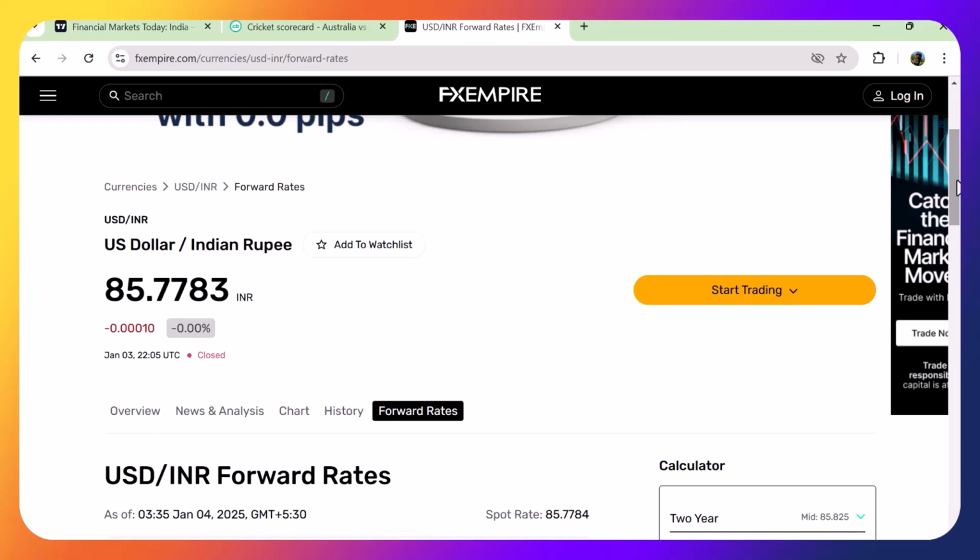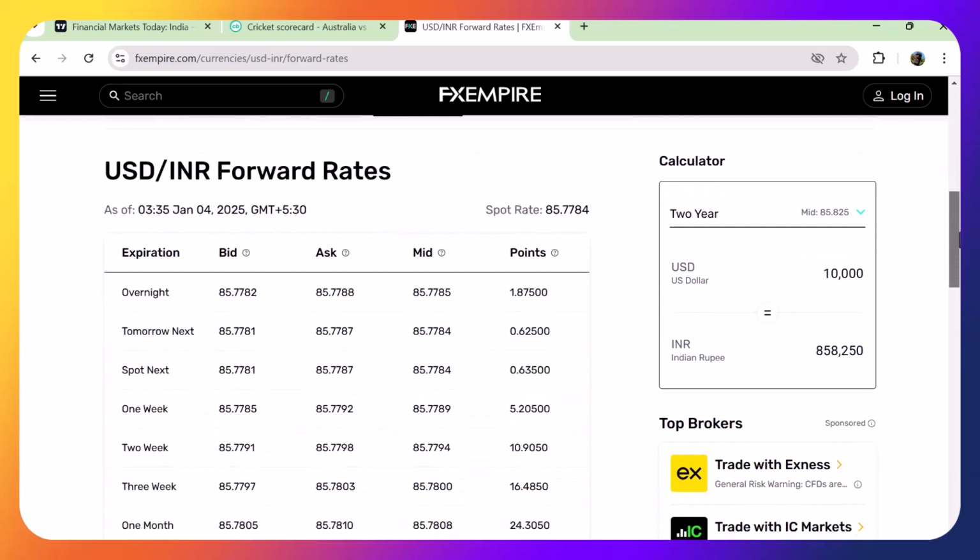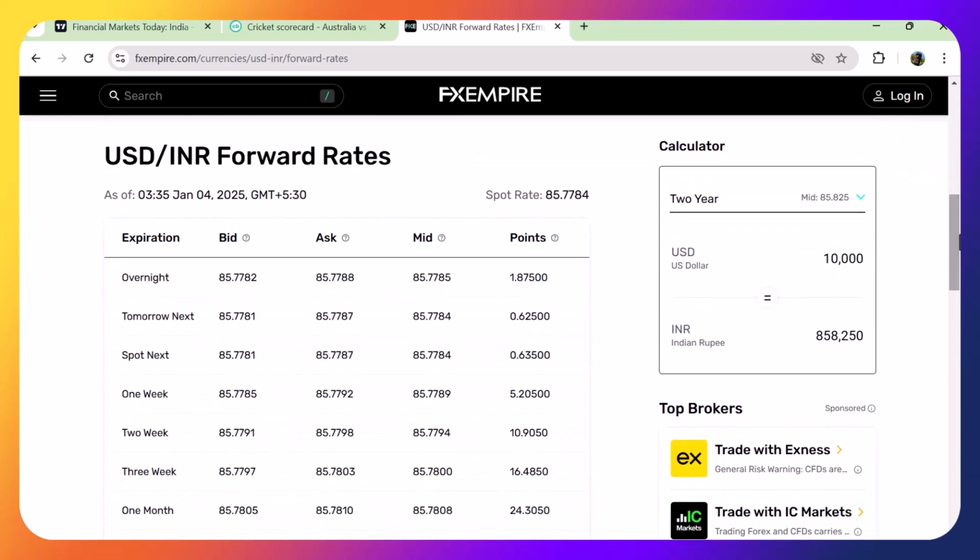And the last digit is called what? PIP. The last digit is the PIP. So it changes by 1 PIP. The 3 becomes 4, and so on; it moves in pips. It is 0.0001 that is the PIP. Suppose the next quote goes up, it will be 85.7784, which means it has moved by 1 PIP.